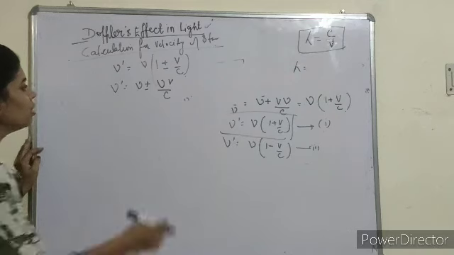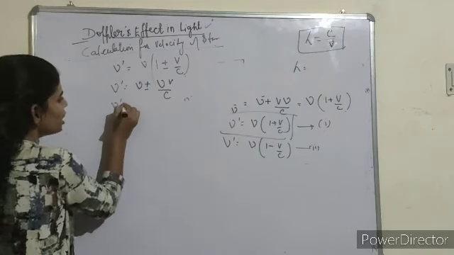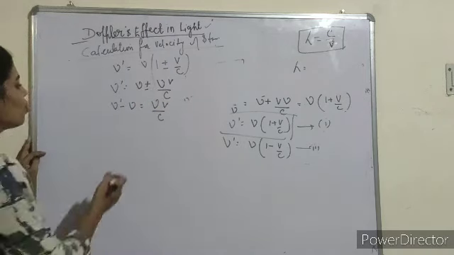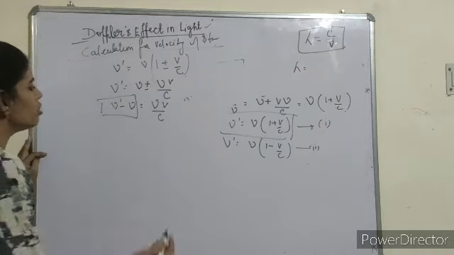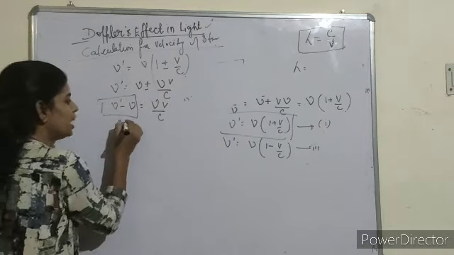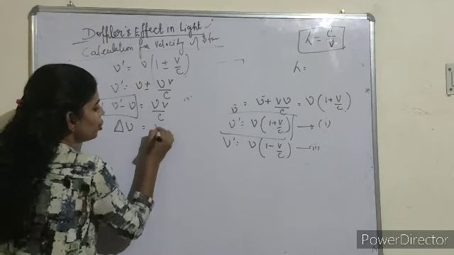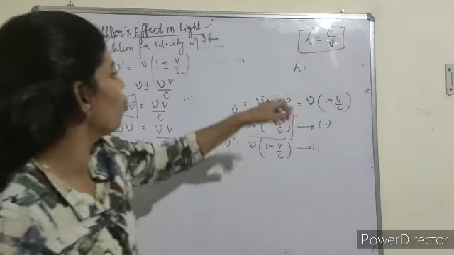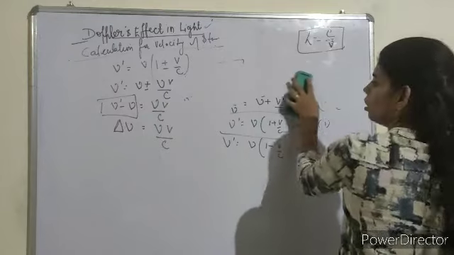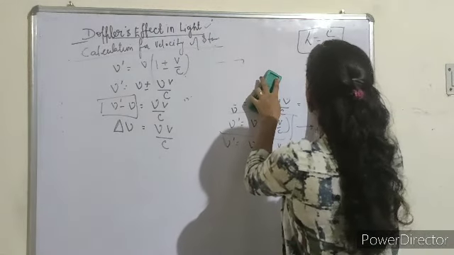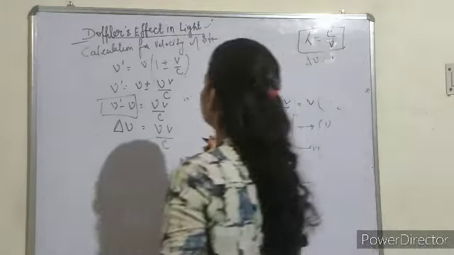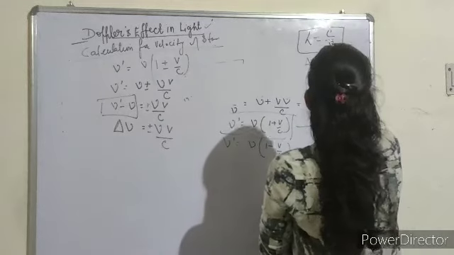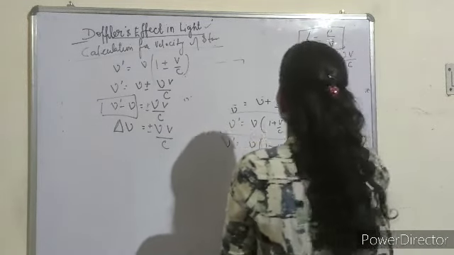I hope this is clear. Take nu to this side. Nu dash minus nu is equal to nu V by C. I hope I'm clear. This can be written as change in frequency, and change in frequency can be denoted by delta nu, and this is equal to nu V by C. Let us write this result over here because we will use it later on. Delta nu is equal to, sorry, this contains a plus minus sign, plus minus nu V by C.